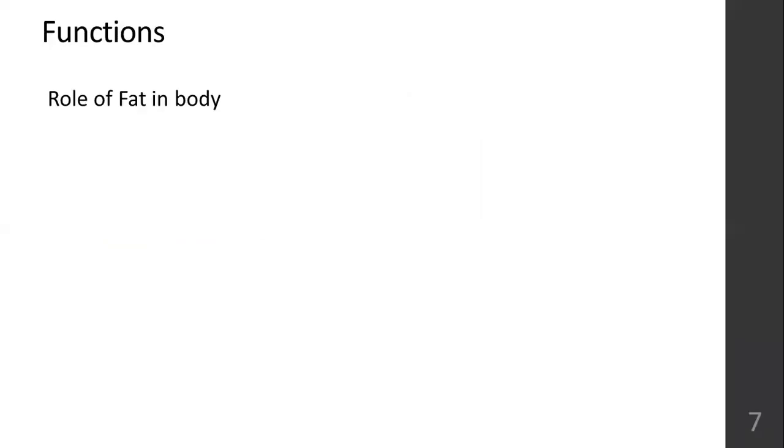So coming to the functions of fat, first, it is a constituent of your cell membrane, in the form of phospholipids. Each and every part of your body is made up of cells. Cells are made up of a cell membrane and other organelles within it. So for a cell to be produced, fat should be in your body. So it's a constituent of the cell membrane.